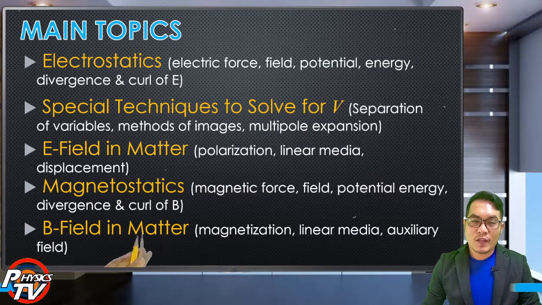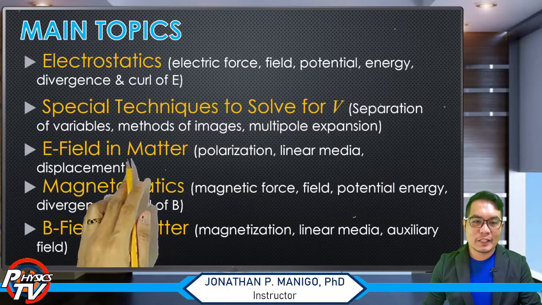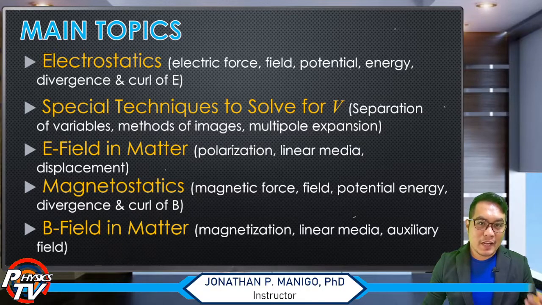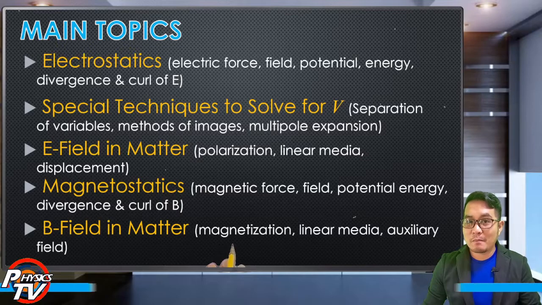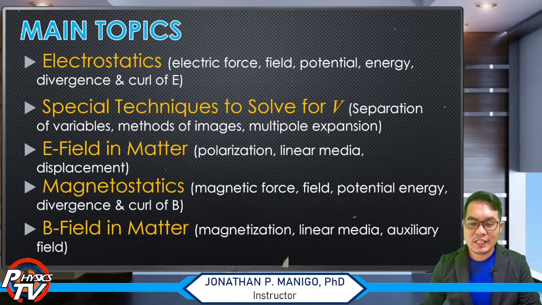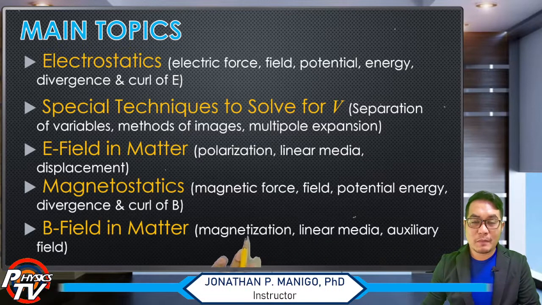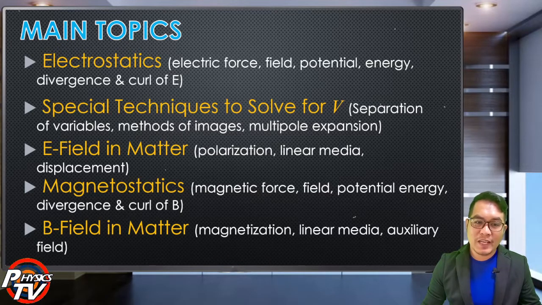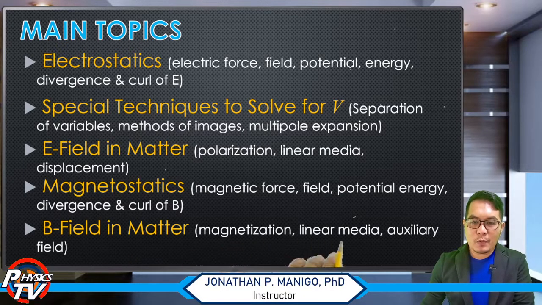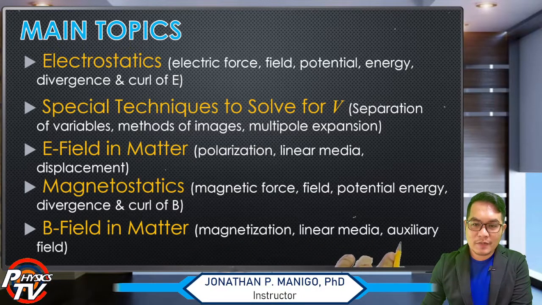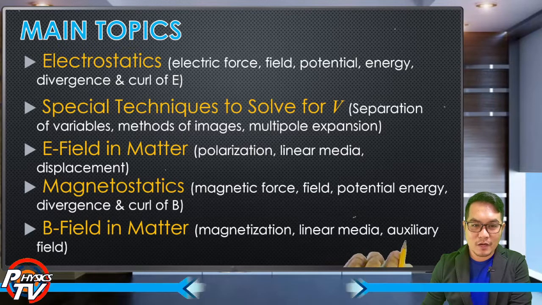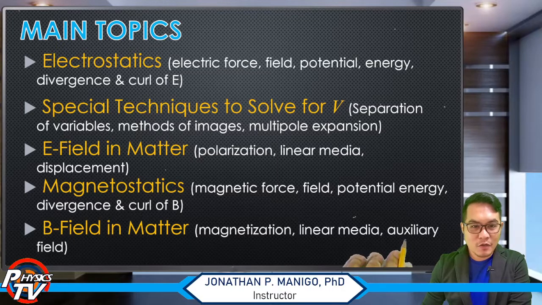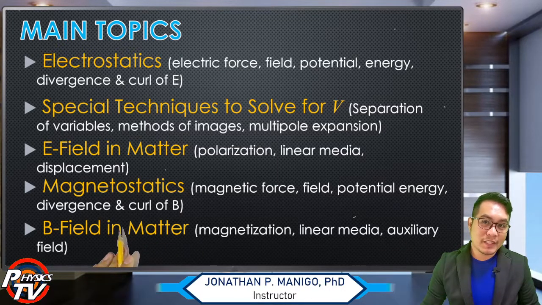Again, similar to electric field in matter, when matter interacts with a magnetic field, the matter becomes magnetized, and we can measure its magnetization. We'll still only consider linear media, where the magnetization is directly proportional to the magnetic field raised to the power of 1. And in a similar manner with electric field in matter, we'll present a concept called the auxiliary field, which is basically the magnetic field in matter.